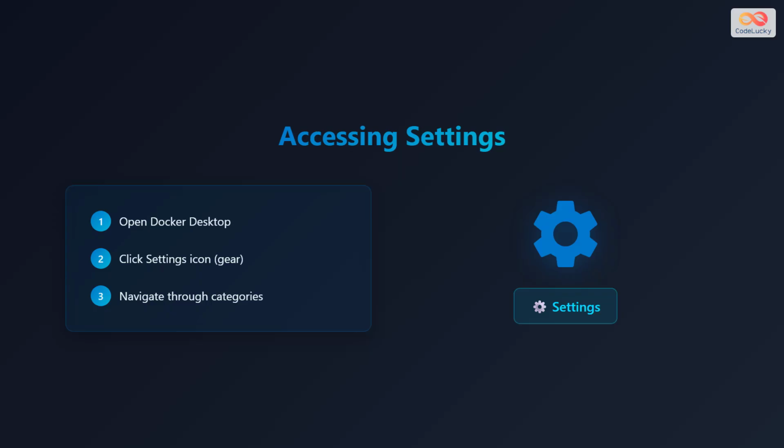Let's see how to access the settings in Docker Desktop. First, open Docker Desktop. Then, find and click on the settings icon, which looks like a gear. Once you're in the settings panel, you can navigate through the various categories to adjust different aspects of your Docker Desktop environment. You can find the settings gear icon at the top right corner of the Docker Desktop.